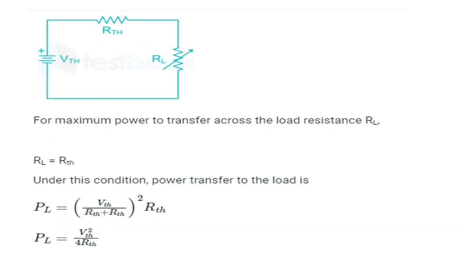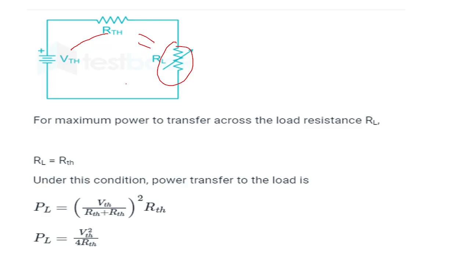So here if you go to see the equivalent circuit, it will be looking like this. Thevenin's voltage is in series with the Thevenin's resistance here, and that will be in series with the load resistance here. So RTH should be equal to RL for maximum power transfer.